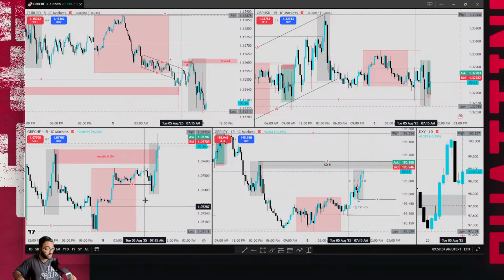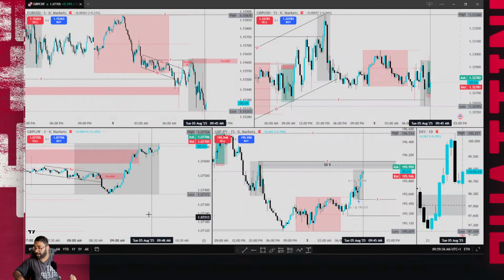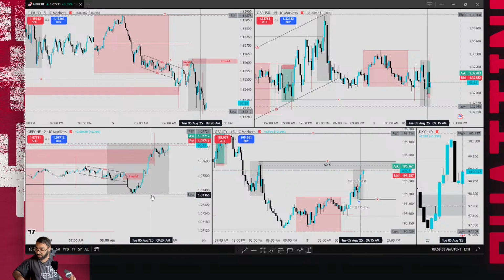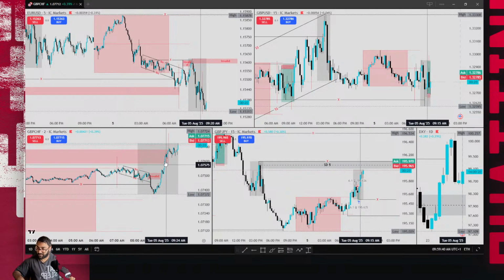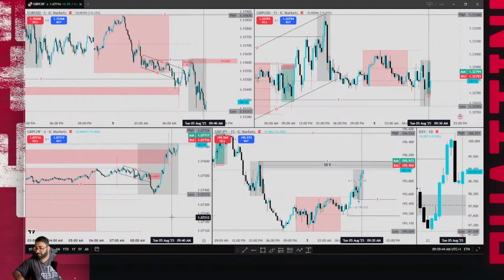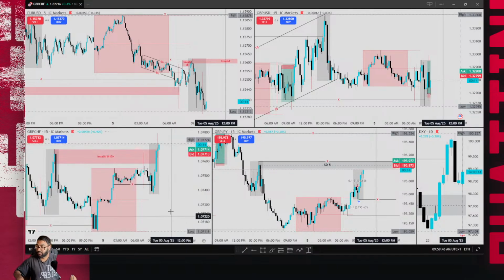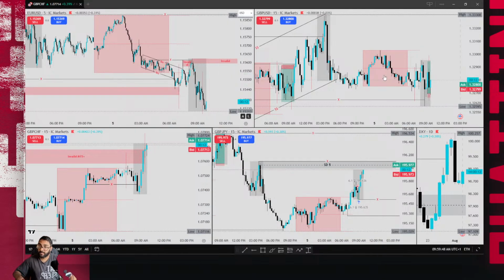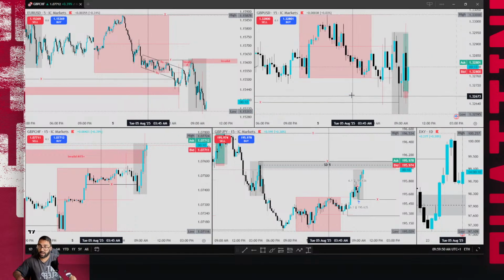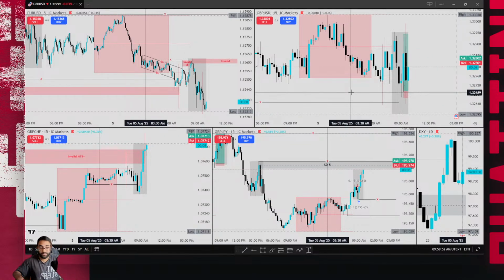I wanted longs on GBPCHF, but I couldn't get an entry on M1 or M2. So that's fine. But if you guys were to trade M5, you would have probably got an entry off of here somewhere. So yeah, that's it really, man. That's pretty much it.